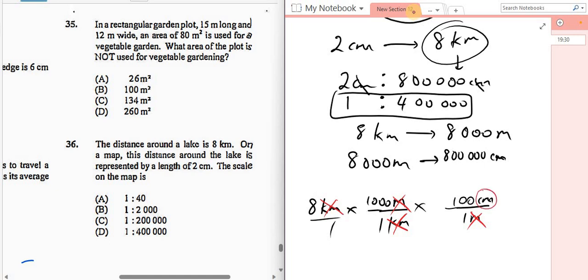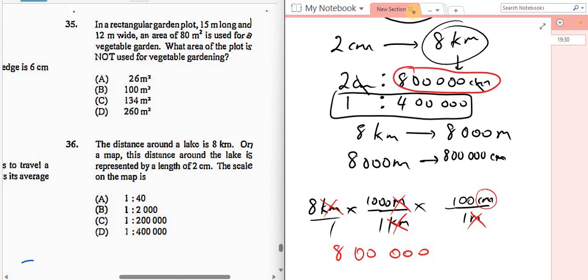Which is in the numerator, which is where we want it to be. So it could be what? 8 times 1,000 times 100. We can put the 100 first and put the 1,000 afterwards. What's our answer? 800,000. Understand? So that's 8 kilometers is 800,000 centimeters.